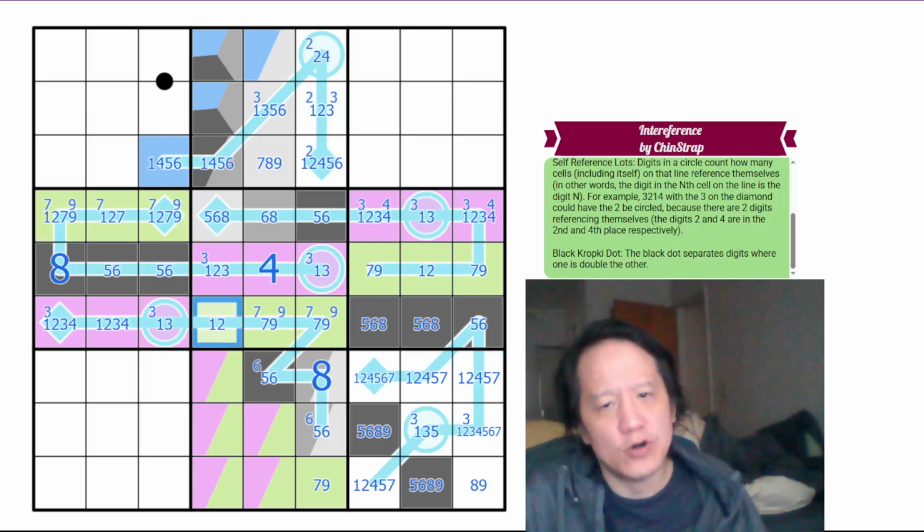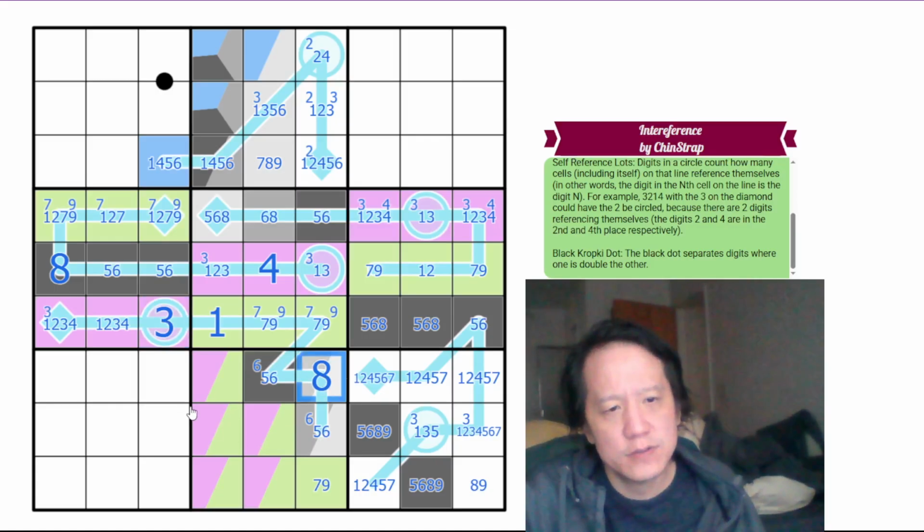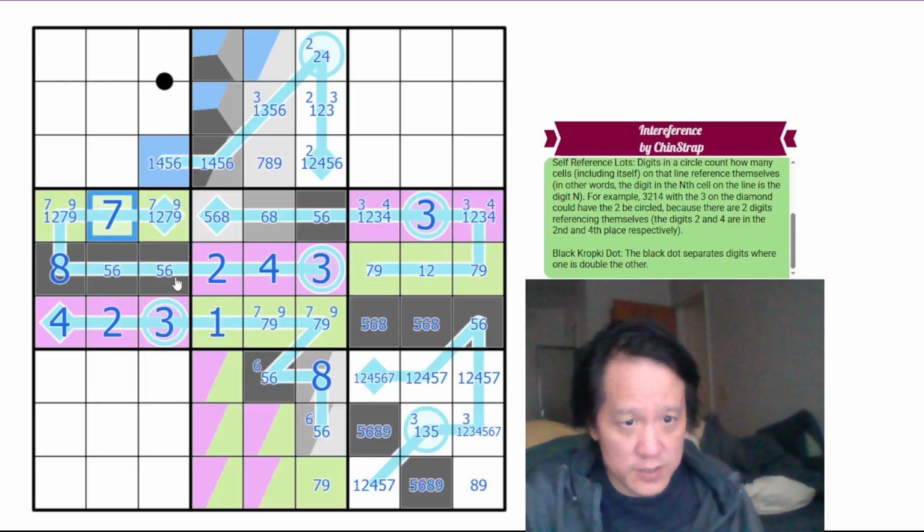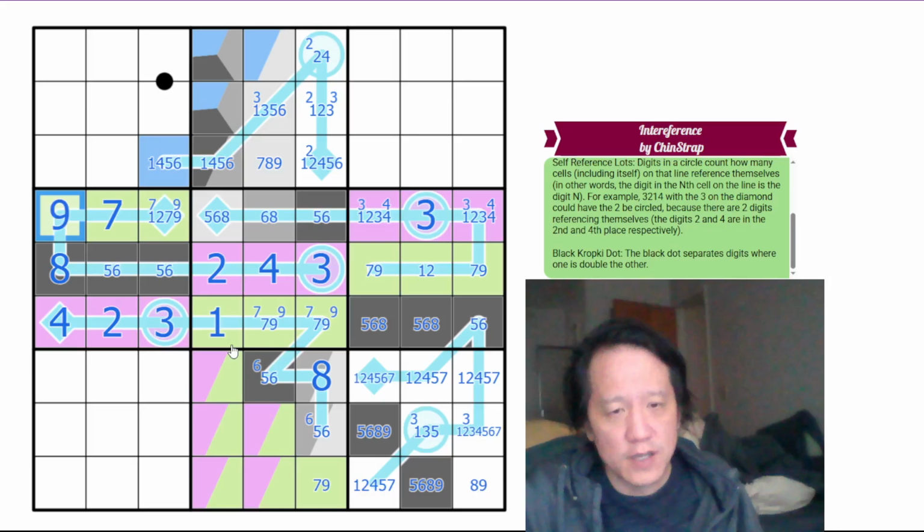If this were 1, that would force this to be 3. 3 is self-referencing. 8 is self-referencing. 1 would mean this is 4 and that's 2. So that would work. Therefore, this would be 3. This is 2. This would be 3. And 2 and 4. So 2 would be 7. 4 would be 8. 3 means this is 9. So 1 would be self-referencing.